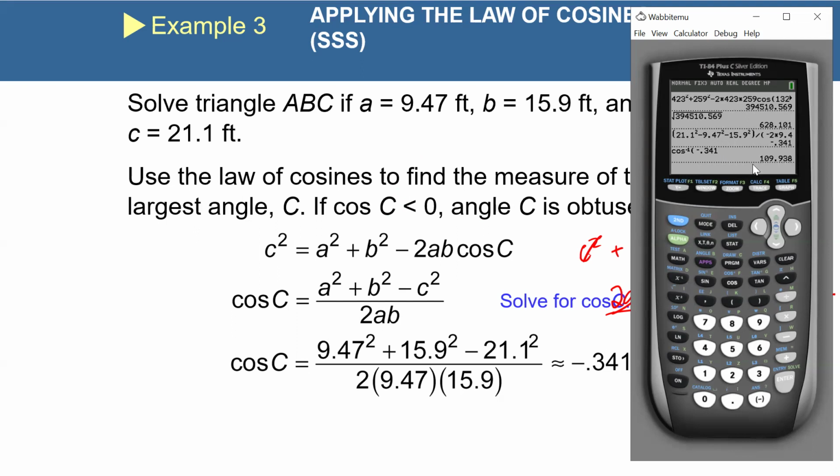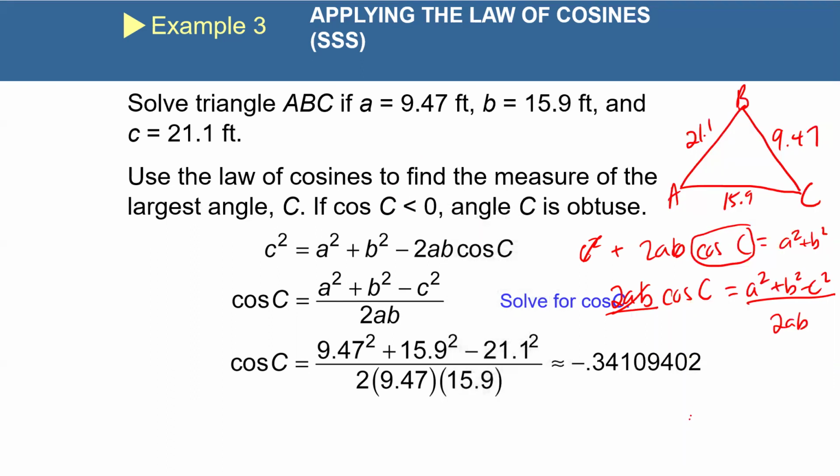Okay, so we end up that angle C is 109.938. So we're just gonna call it 109.9. Is that cool? We're gonna do 109.9. And now I have this. So from here on out, once I've done law of cosines, what can I do from now? Law of sines. Make sense?